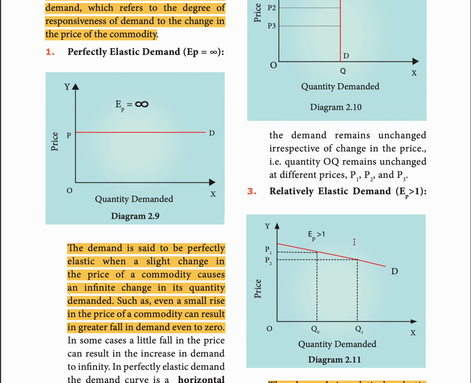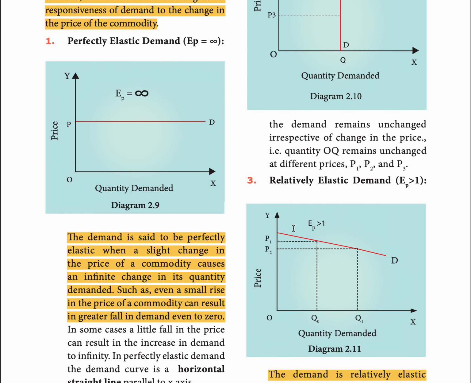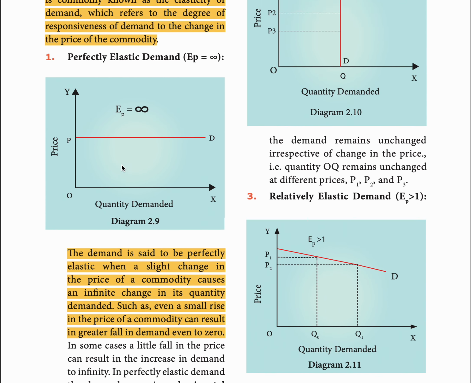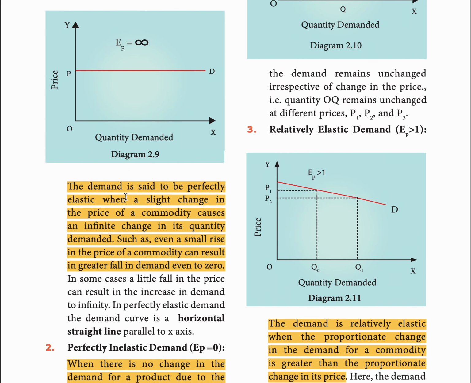First is perfectly elastic demand. So we can say here the quantity demanded is increasing but price is constant. Perfectly elastic demand is said to be perfectly elastic when a slight change in the price of a commodity causes an infinite change in the quantity demanded. So with a little change in price, demand changes infinitely. So it is a perfectly elastic demand.